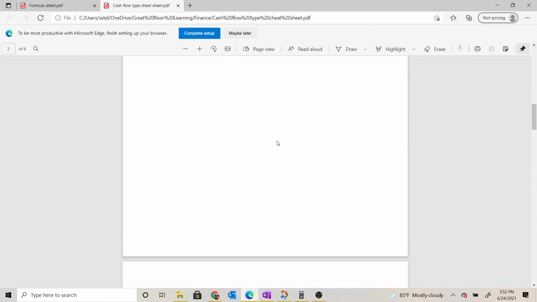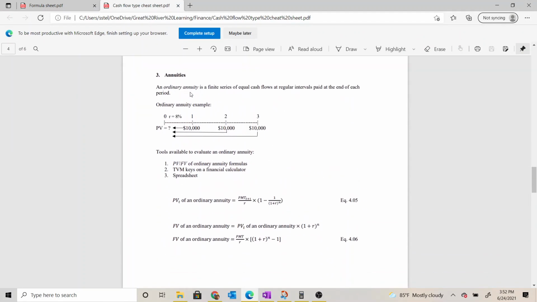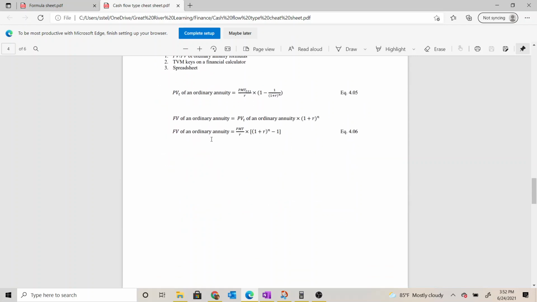Right, if we scroll down to annuities on our cheat sheet, it starts with an ordinary annuity. And an ordinary annuity is a finite series of equal cash flows at regular intervals paid at the end of each period. And if we look at the timeline for an ordinary annuity, we've got one that looks like it matches what we're dealing with here. We've got the first cash flow at the end of the first period, second one at the end of the second period, and the last one at the end of the last period. So looks like that's what we're dealing with.